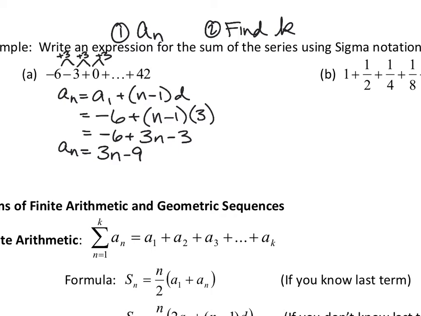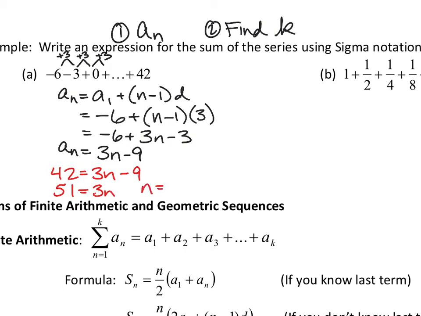But now we need to know how many times we're adding this sequence to find my upper limit k. So what we would do is just simply solve for n. We know at some point this equation is equal to 42. We need to know what number that is. Well, that's just a regular little linear equation for me to solve. I would add 9 to both sides and then divide by 3.